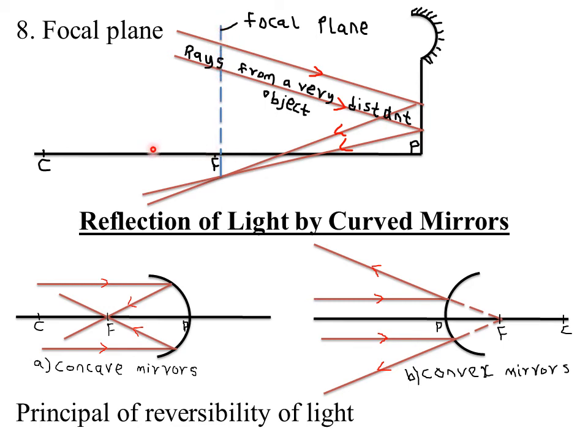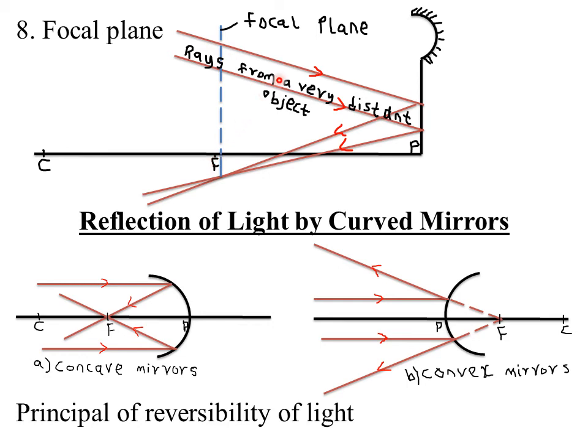The focal plane meets the principal axis, this is what we are calling the principal axis, at an angle of 90 degrees. So this angle should be 90 degrees, meaning the focal plane is always perpendicular to the principal axis. As you can see here, my focal plane is passing through F, the principal focus. So the focal plane is a plane perpendicular to the principal axis and passes through the principal focus.